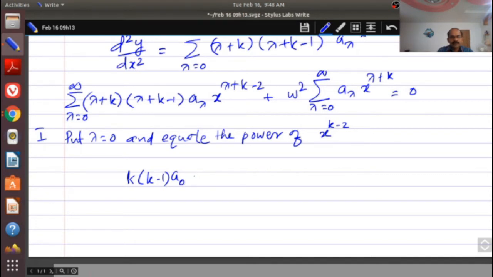And what is the coefficient of x raised to k minus 2 here? The first term is a0 x raised to k, there is no such term. The next term is lambda equal to 1, so x raised to k plus 1. So the lowest term here is x raised to k; sorry, there is no x raised to k minus 2 term here.